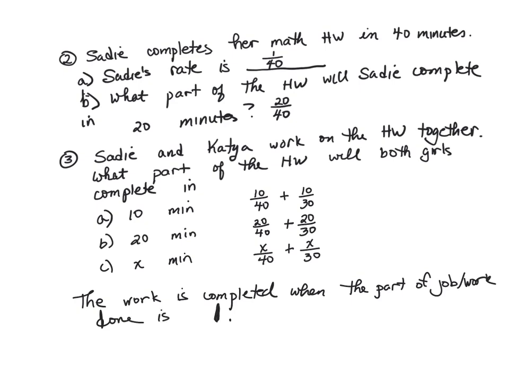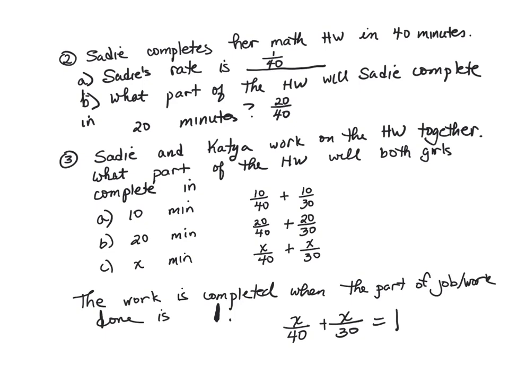For instance, in the do now, we saw that Katya would have completed her homework after 30 minutes since her rate was 1 out of 30. But if we multiply 30 times 1 out of 30, we get 1. So if we wanted to solve for this equation, we could say x over 40 plus x over 30, right? This is the part of the job done by both girls after x minutes would be 1.